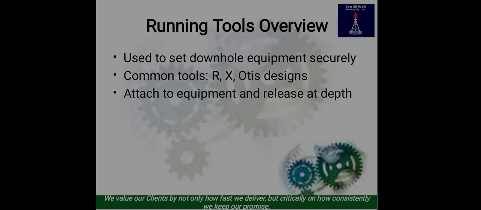What about the running tools? The running tools do the opposite of pulling tools. They are used to set equipment downhole. Common designs are the Arrow tool, X tool, and Otis running tools. They operate by attaching to the equipment at surface, running it to the correct depth of interest, and releasing it securely into place, right inside the well.